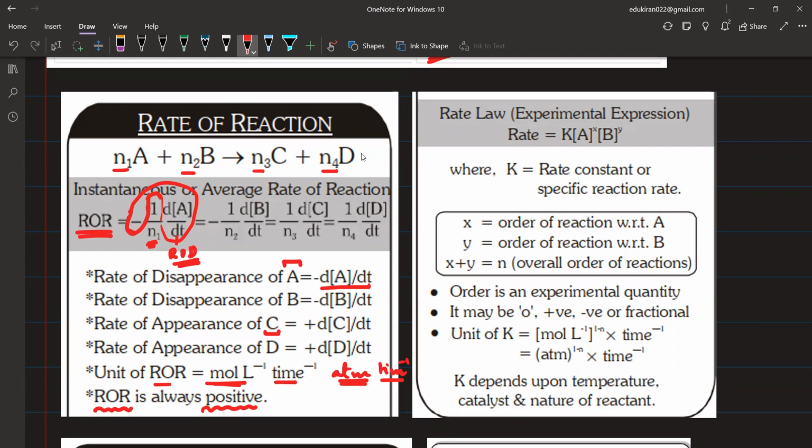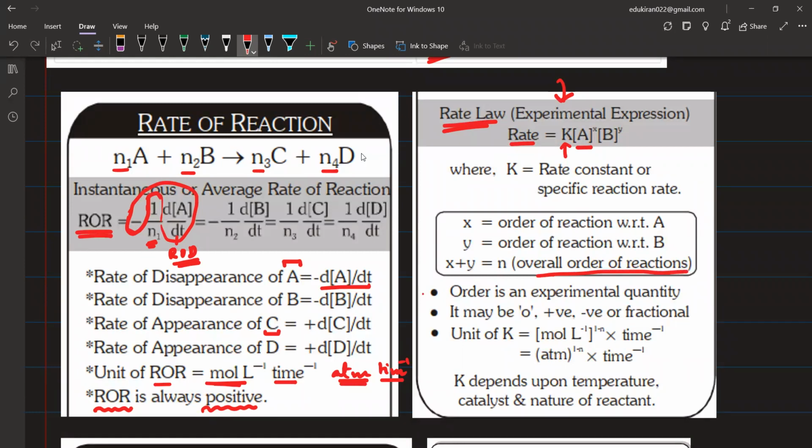Now, then we have the rate law. This is experimentally determined rate expression, and it says that rate is equal to rate constant multiplied by the concentration of reactants each raised to some power. Now, these powers x and y are known as orders. Since it is A to the power of x, it will be the order of reaction with respect to A and order of reaction with respect to B. The sum of x and y is known as the order of reaction, the overall order of reaction.